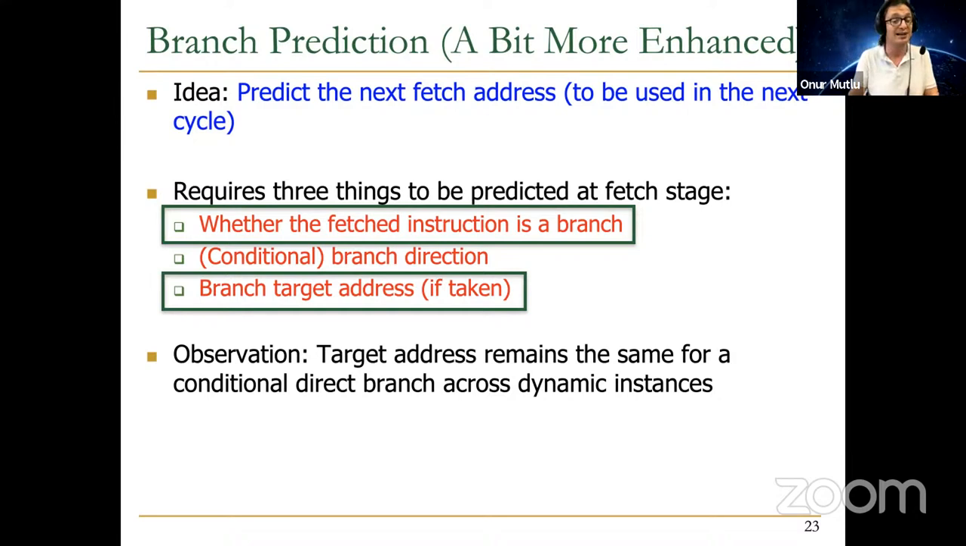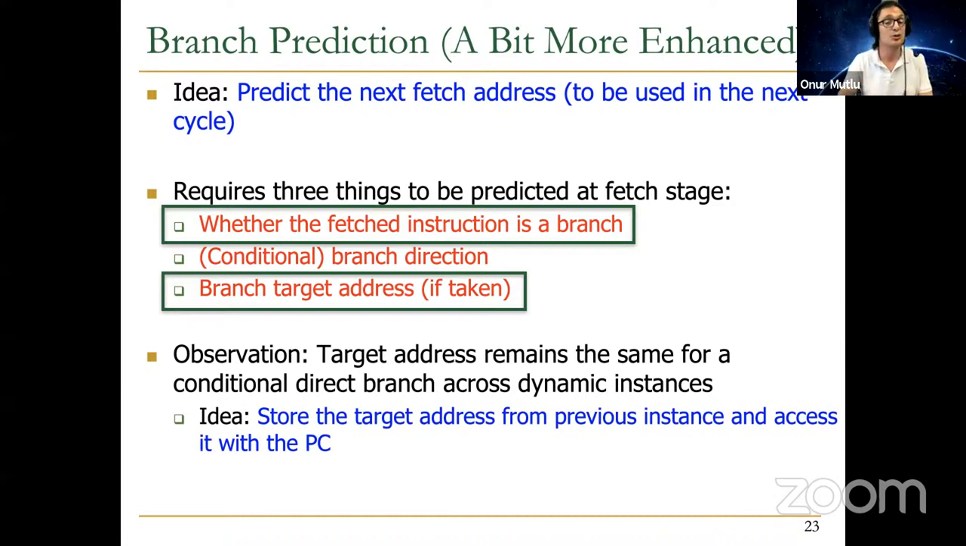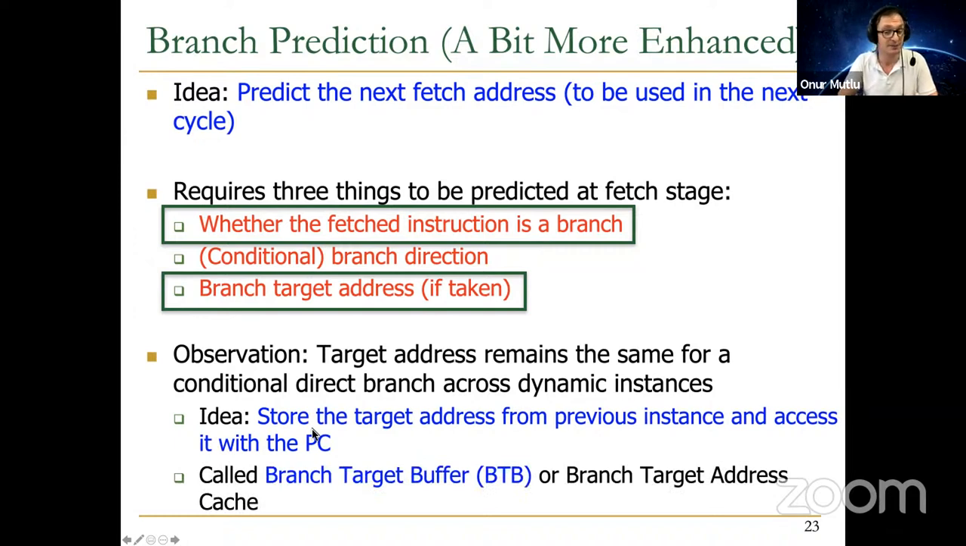Once you calculate the target address, you can put it into a structure and remember it. That's the idea. Basically, the idea is to store the target address from a previous instance of execution of a branch, and access it by indexing it with the program counter. This is called the branch target buffer or branch target address cache. It's employed in all processors that use branch prediction.